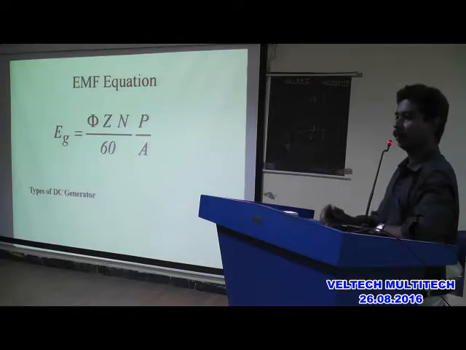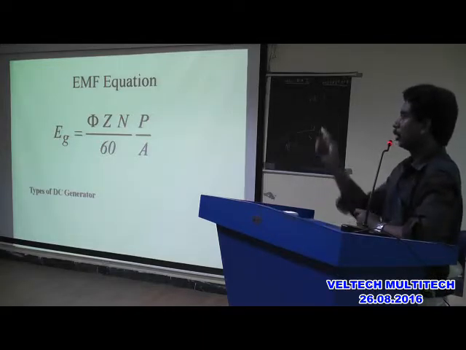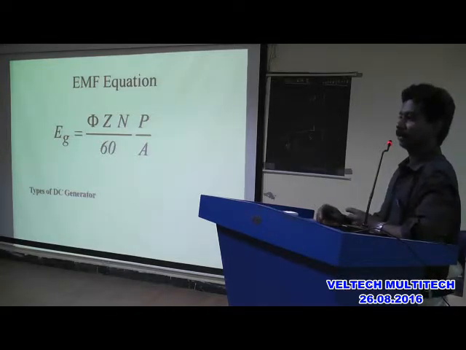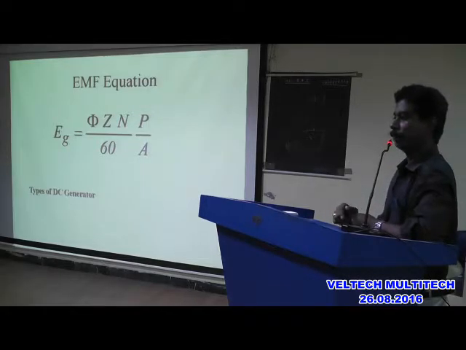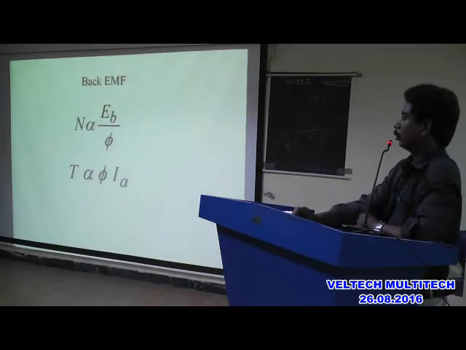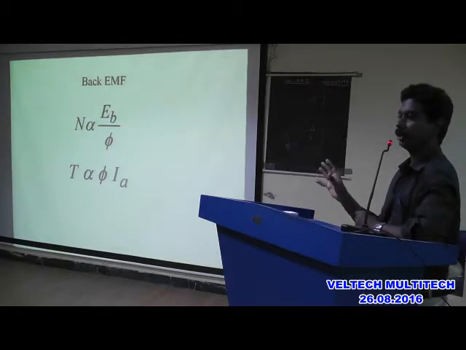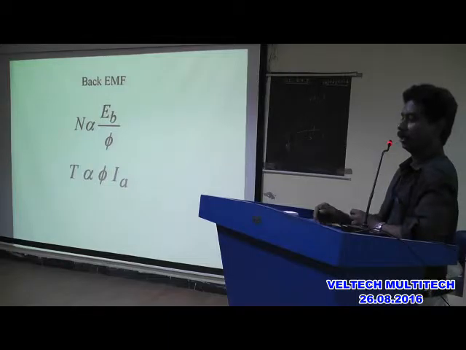Similarly, by adjusting the prime mover speed, you can control the speed of the DC generator, so EMF will increase. If you use a permanent magnet instead of an electromagnet in a DC generator, you cannot vary the flux. The only variable parameter is speed. By varying the prime mover speed, you can control the generator voltage. So for the DC motor, these two equations are the basic equations. If you know these two equations, you can understand any advanced concept in electric DC drives.